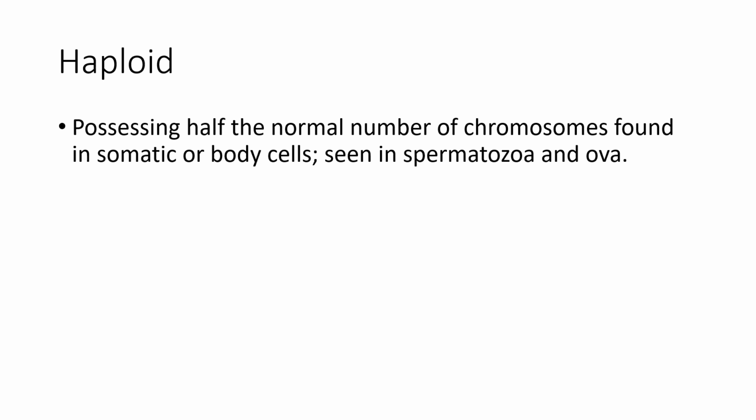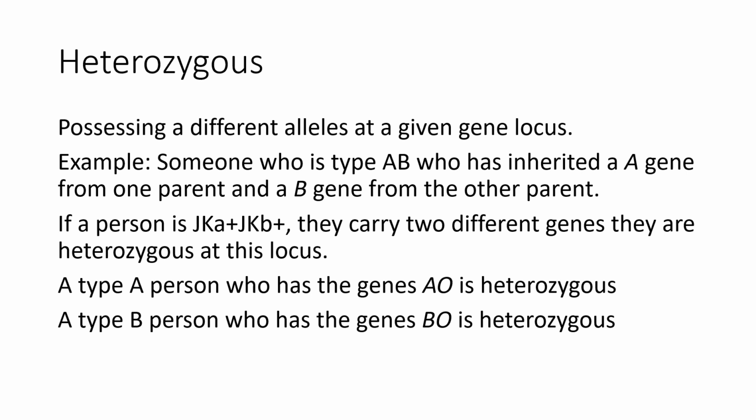Haploid, possessing half the normal number of chromosomes found in somatic cells or body cells, seen in spermatozoa and ova. Heterozygous, possessing a different allele at a given gene locus. Example, someone who is type AB who has inherited an A gene from one parent and a B gene from the other parent. If a person is JKA positive and JKB positive, they carry two different genes. They are heterozygous at this locus. A type A person who has the genes AO is heterozygous. A type B person who has the genes BO is heterozygous.